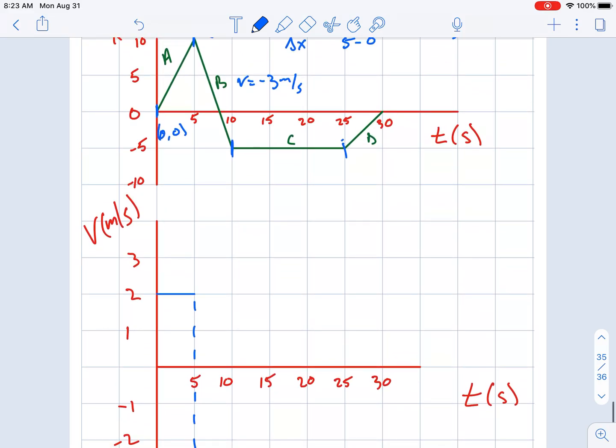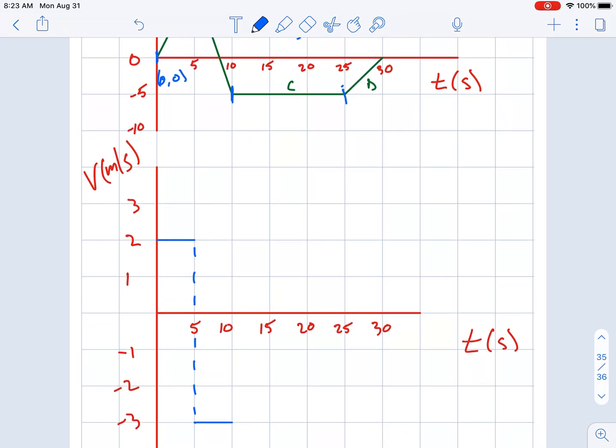For the next section, section C, notice we started at the position of negative 5 and we ended at the position of negative 5, which means our velocity from the 10 to the 25-second mark must be 0 meters per second. So we're going to put that right there on the axis.